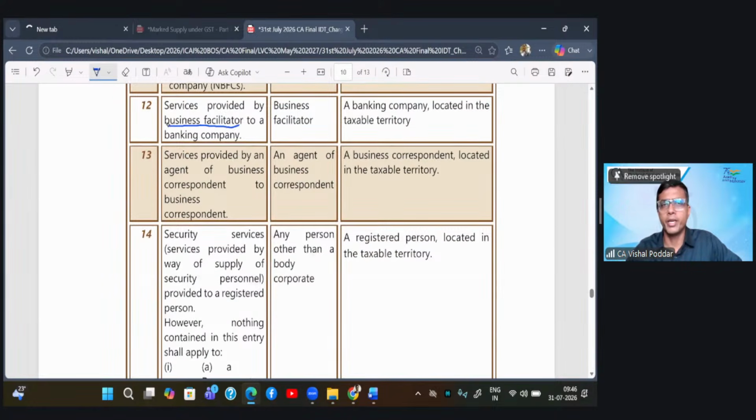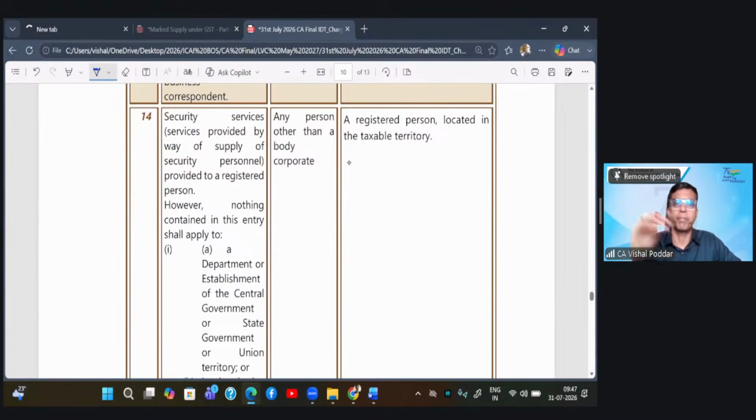there is a business facilitator who is again giving services to banks. Now, who is a business facilitator? He is a person who helps a bank develop its business. Whenever a business facilitator is helping a bank to set up a new branch or set up its business, then the service given by the business facilitator to the bank is under RCM. Then comes service given by an agent to a business correspondent. Many times this business correspondent, who is providing services to any big company, has hired some agent. So the agent is giving service to the business correspondent, which is again under RCM.